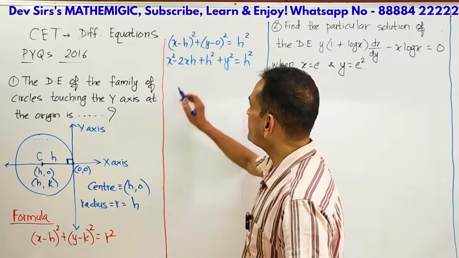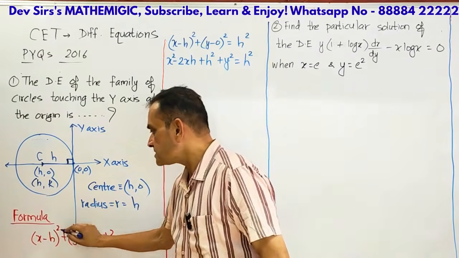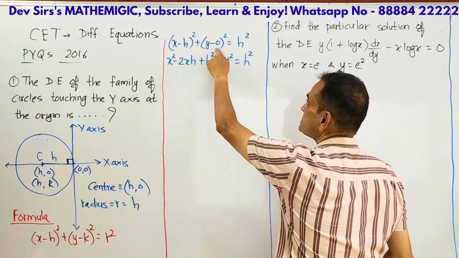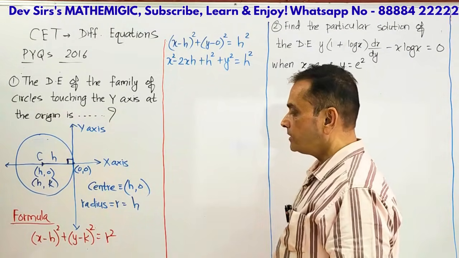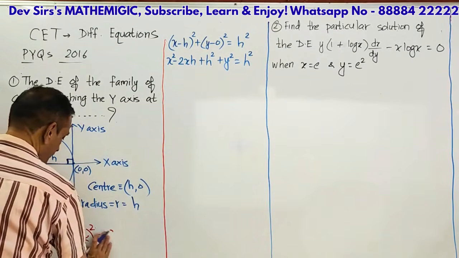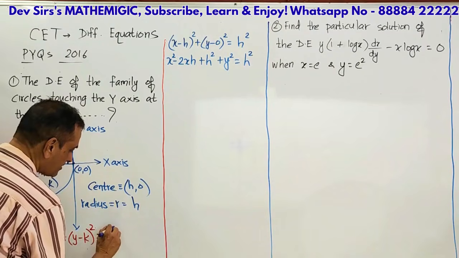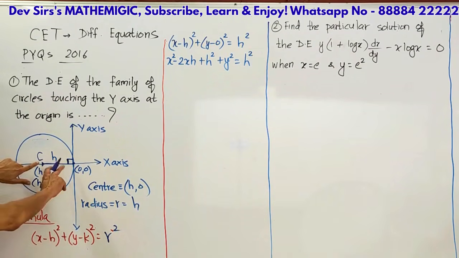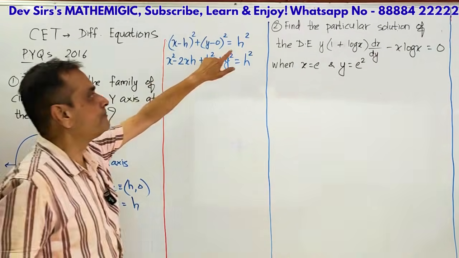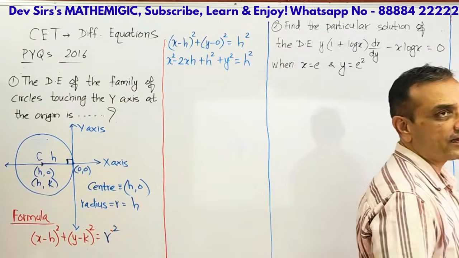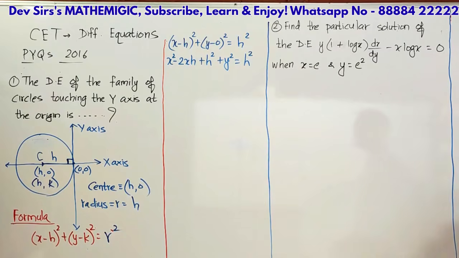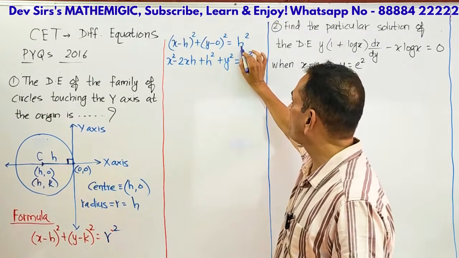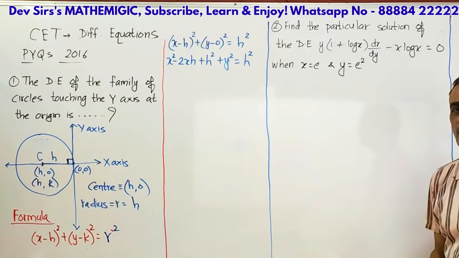So x minus h, h remains h. x minus h bracket squared. k is 0. So y minus 0 bracket squared equal to r squared. Clear, लिखता हूँ मैं, r squared. But what is r? r is again h, equal to h squared. थोड़ा simplify करेंगे equation. Center radius form में k equal to 0 substitute किया, r equal to h substitute किया.